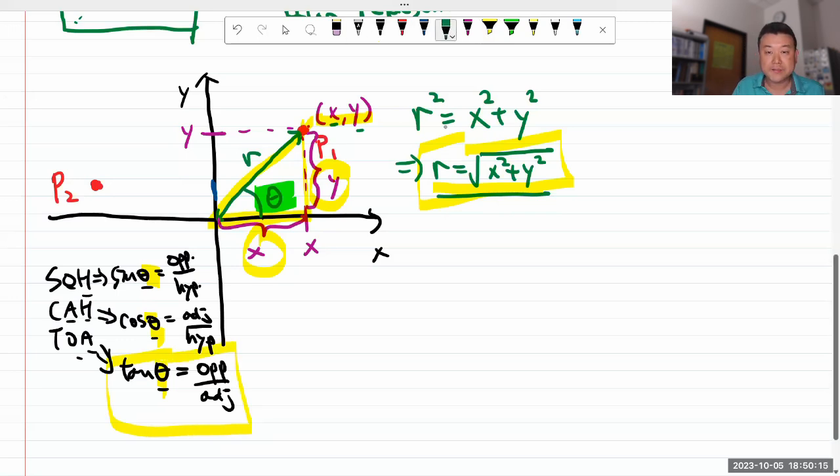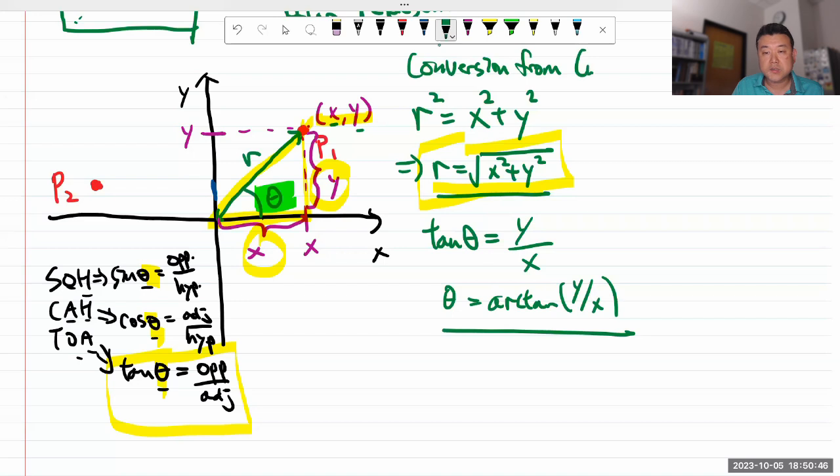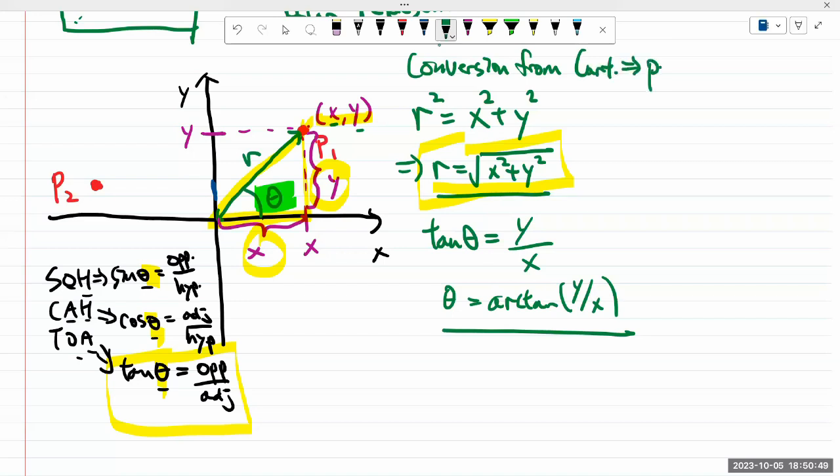So if I write down tangent of theta is equal to opposite over adjacent, that would be y over x. So to find the angle itself, you apply arctangent, and you say theta is equal to arctangent of y over x. You could almost call this the formula to convert from Cartesian to polar.